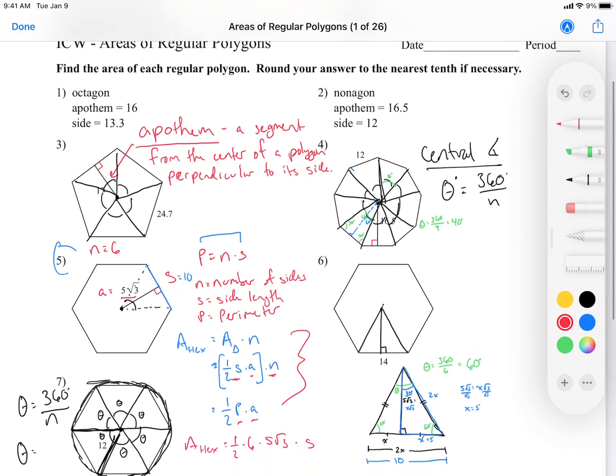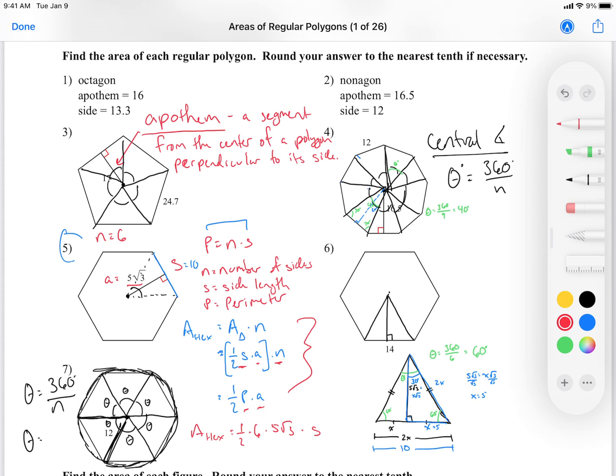Again, I know that's crazy because that was all that work just to find the length of one side. But why that's nice is because you might have the side, and for example, on number 6, I've got the side. I need to find what this length is right here. I'm going to have to use trig in order to find it, okay?